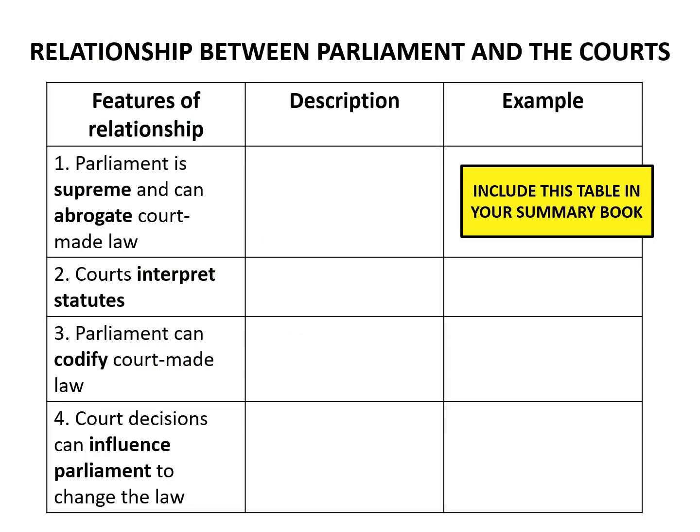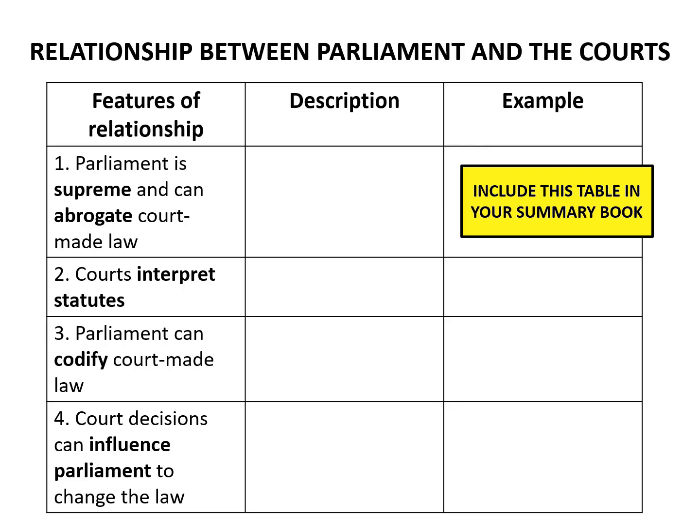The purpose of this table is to summarise the features of the relationship between Parliament and the courts in lawmaking. I've listed these features in the first column. You'll see that I've combined the first 2 features, that is, the supremacy of Parliament and the abrogation of common law, into one feature, that is, Parliament is supreme and can abrogate court-made law. This is because the ability of Parliament to abrogate the common law directly results from the fact that Parliament is supreme, that is, that Parliament is the ultimate lawmaker.